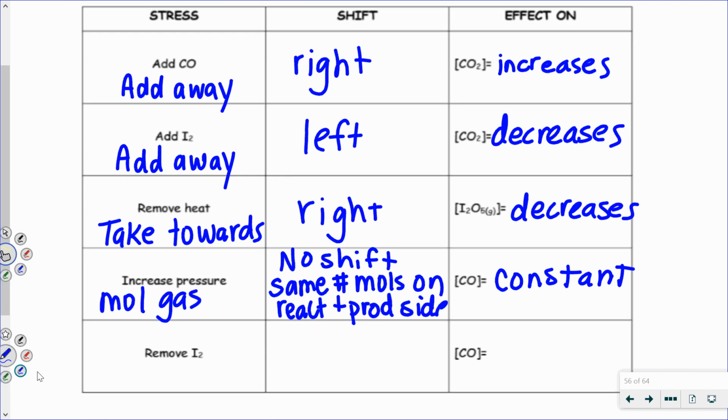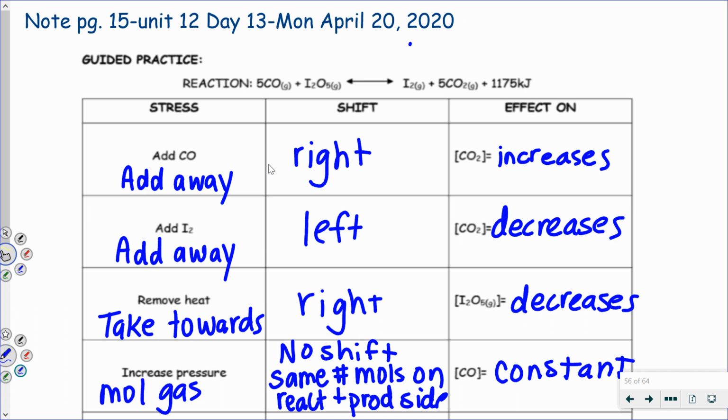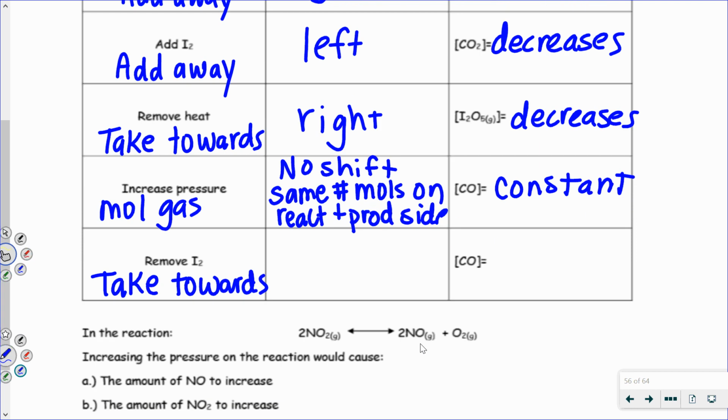And let's look at our last stress for this reaction. The last one says remove I2. So this is a concentration one. So this is where you can use add away and take towards. So I'm removing, so I'm taking away. That means my new arrow should point towards what I took away. So I2 by itself is right here. So I'm going to put a minus sign because I took it away. My new arrow points towards that. So it's going to show a shift to the right because now this arrow points towards what I took away.